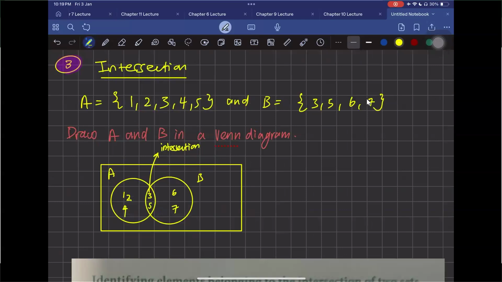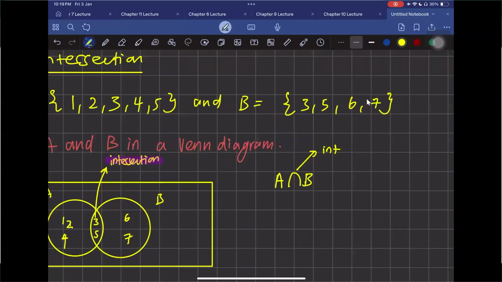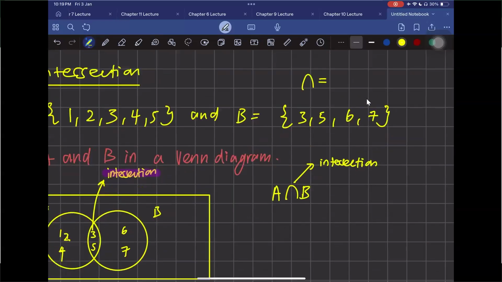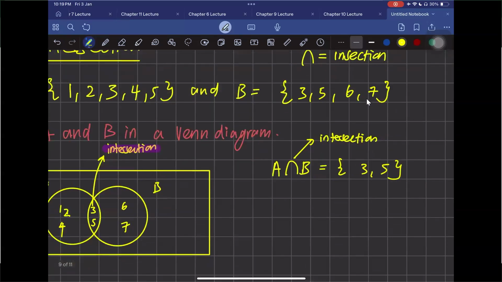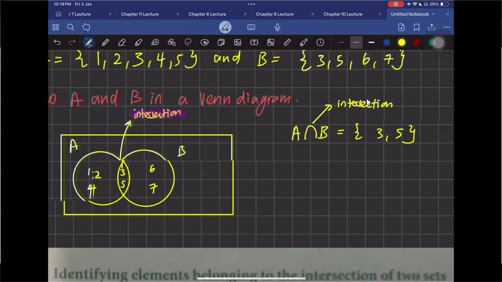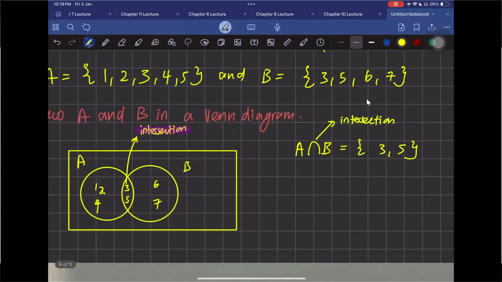So now we learn a new concept called intersection. In this case, A intersect B. This notation here is known as your intersection notation. Do note this equals the intersection, which can be written as 3 and 5. That is how you draw a Venn diagram for this type of question.